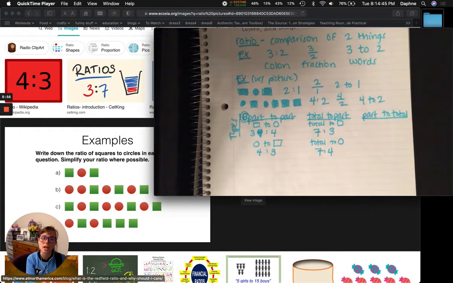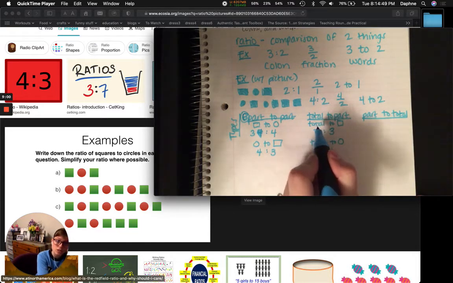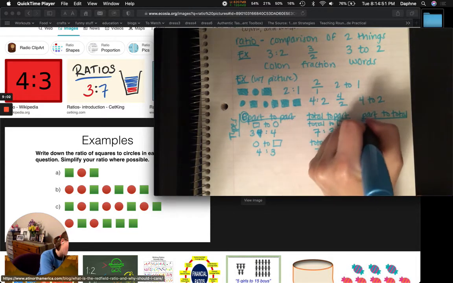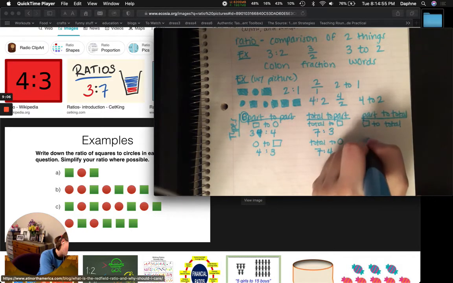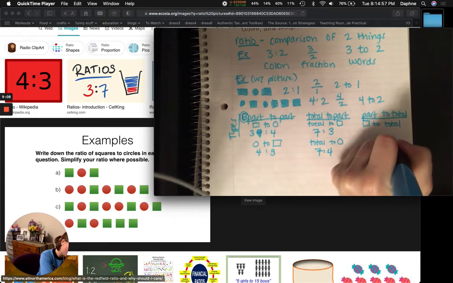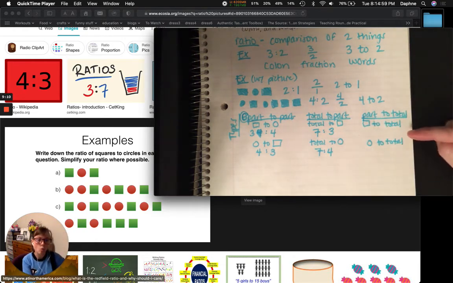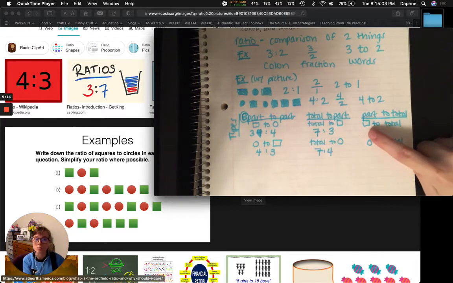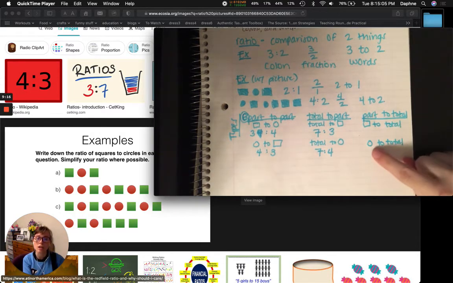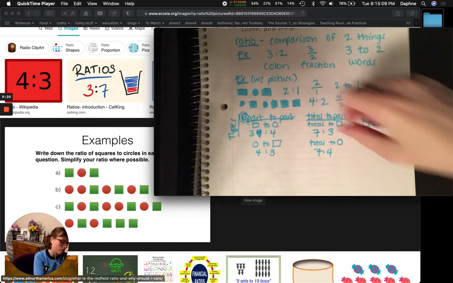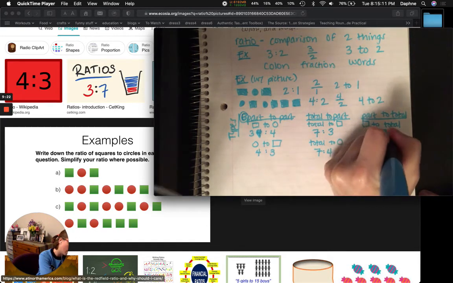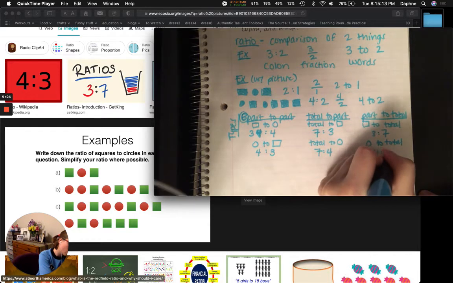And we're going to do the same thing, but part to total. So instead of total first and the part second, we're going to have the part first and total second. So I want you to pause the video and write down what these ratios should look like with colons, that is the number of squares to the total and number of circles to the total. So it's going to be the reverse of this. It's going to be 3 to 7 and 4 to 7.